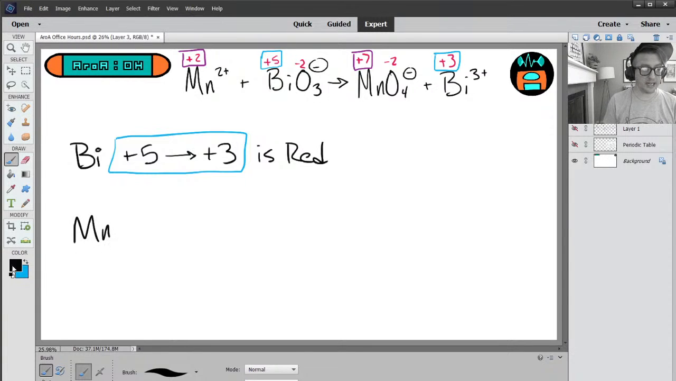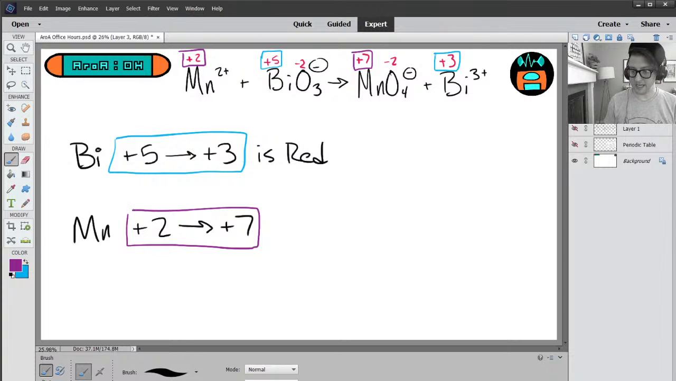Now let's look at manganese, the other species that changed. It goes from a +2 on the reactant side to a +7. That means it's lost negative charges, which means it is oxidized. All right, so we've identified which element is oxidized and which element is reduced, but we have to ask the question, okay, we know bismuth is, whoa, that's a very bright yellow. I'm not a fan. We'll use this. Bismuth is reduced.